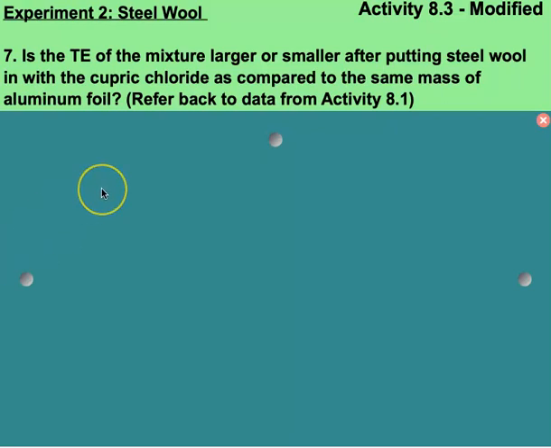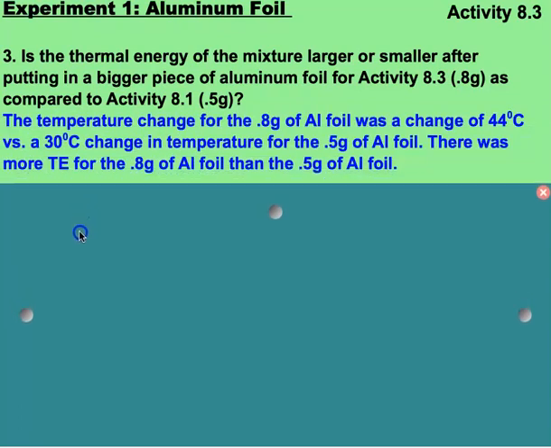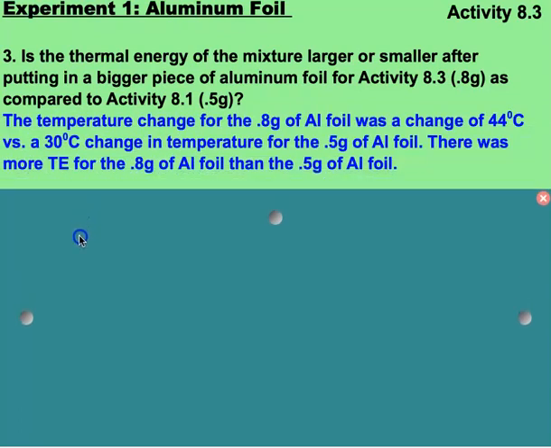Then for 7, is the thermal energy of the mixture larger or smaller after putting steel wool into it. So here, let me go back. We're actually in question 3 right now. Is the thermal energy of the mixture larger or smaller after putting in a bigger piece of aluminum foil? Well, you should have noticed that the temperature changed more. The temperature change for the 0.8 grams of aluminum foil was a change of approximately 44 degrees.